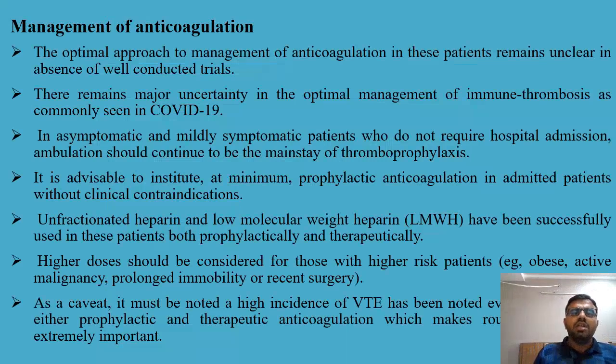Now management of anticoagulation. The optimal approach to the management of anticoagulation in this patient remains unclear. In the absence of well-conducted trials, there remains a major uncertainty in the optimal management of immune thrombosis as commonly seen in COVID-19. In asymptomatic and mildly symptomatic patients who do not require hospital admission, ambulation should continue to be a mainstay of thromboprophylaxis. It is advisable to institute at minimum prophylactic anticoagulation in admitted patients without clinical contraindication. Unfractionated heparin and low molecular weight heparin have been successfully used in these patients both prophylactically and therapeutically.